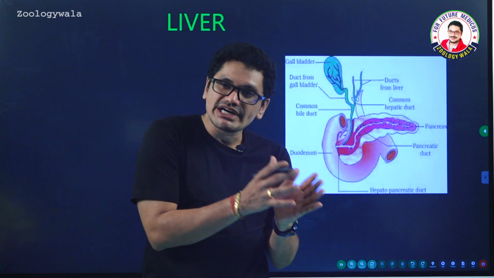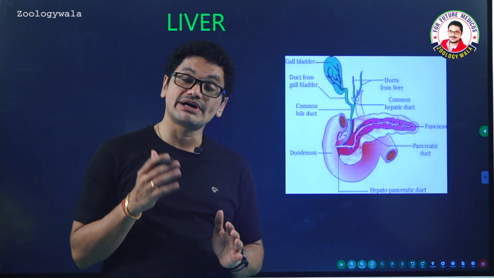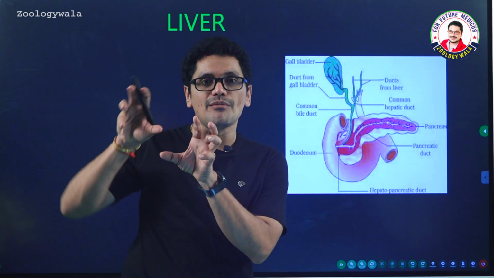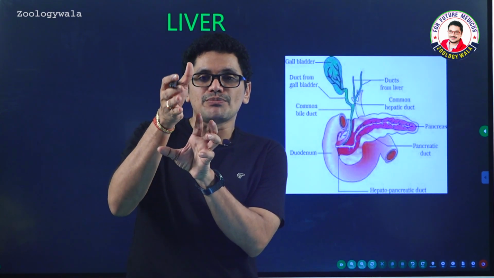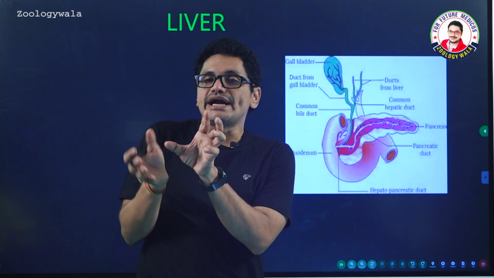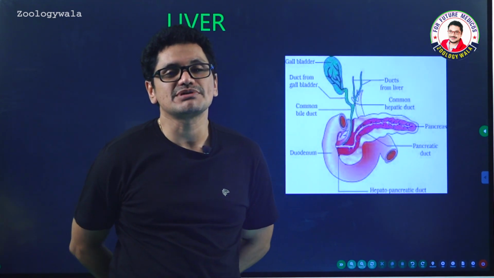And it is divided into two lobes basically, right and left, but the right lobe is again divided into two prominent lobes, right quadrant and right caudate, and this is the right median proper lobe. Right quadrant and right caudate are the two more lobes which are present in the liver.